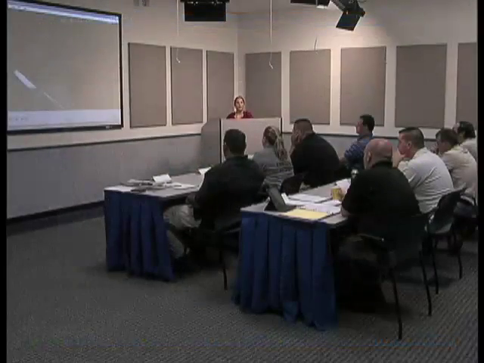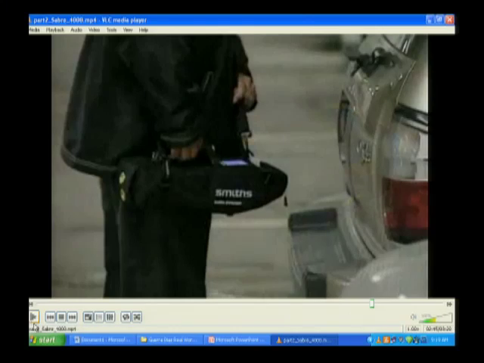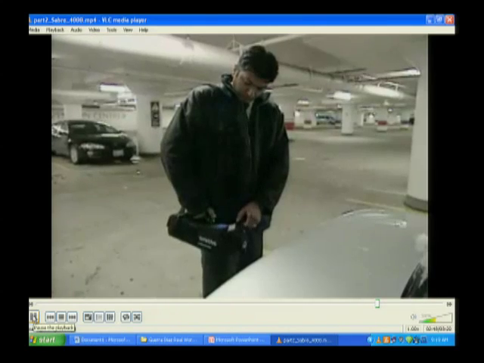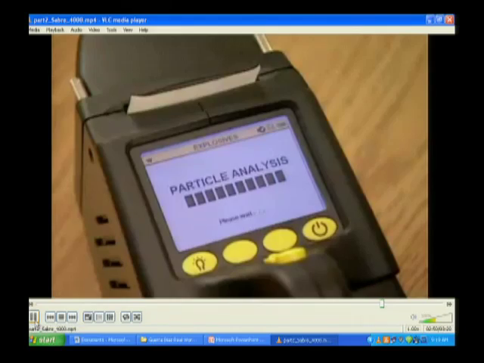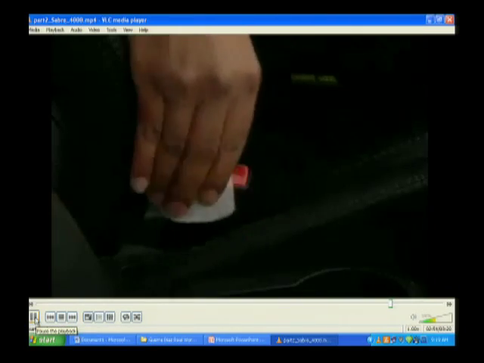So you noticed how he sampled the trunk of the vehicle, the door handles, and the luggage itself. Here's just some more vehicle screening examples. Finding explosives, narcotics, CWAs, and TICs. Detailed analysis in 10 seconds and a throughput of 180 samples per hour.